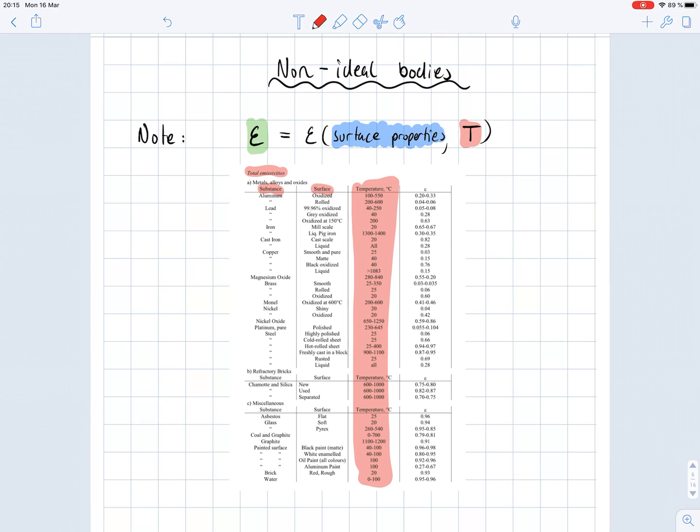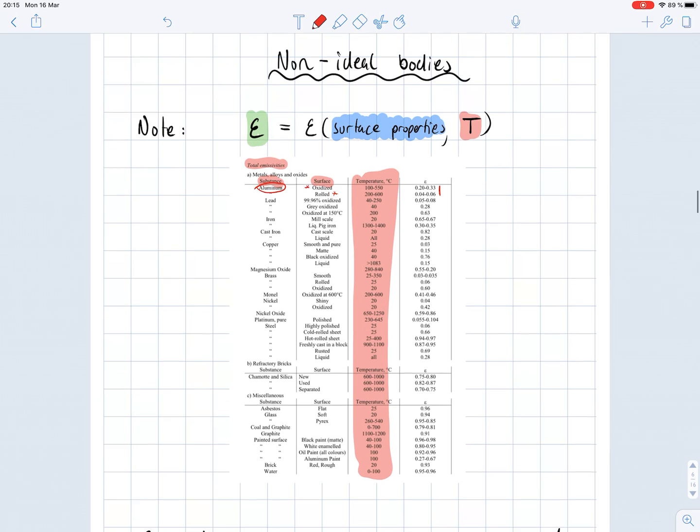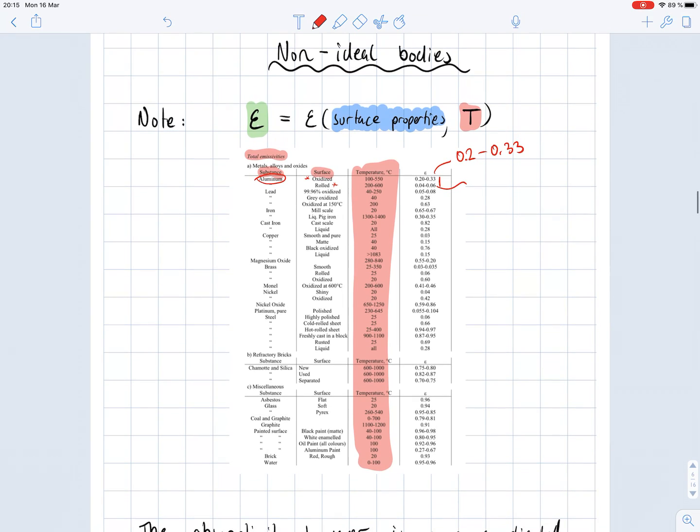Here you can, for example, see for aluminium, we have two entries in the table. One is an oxidized surface, the other one is rolled. They have different temperature ranges, but they overlap at least. And we can see that the oxidized surface has an epsilon between 0.2 and up to 0.33, while the rolled product, that's aluminum film if you want, is 0.04 to 0.06. So that means that they have a very low emissivity.